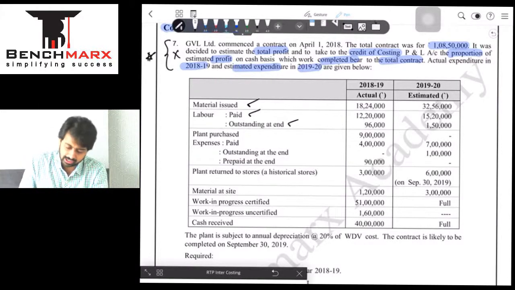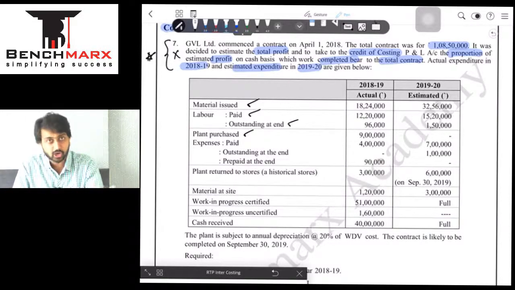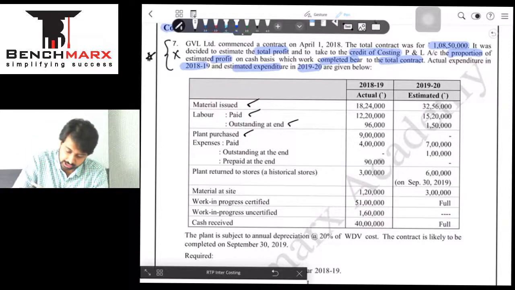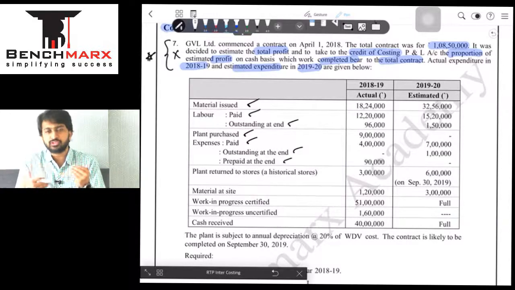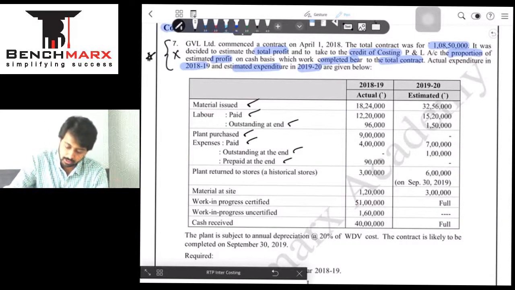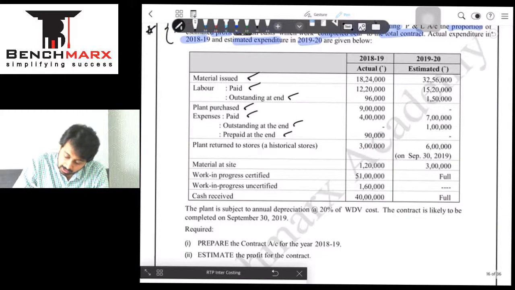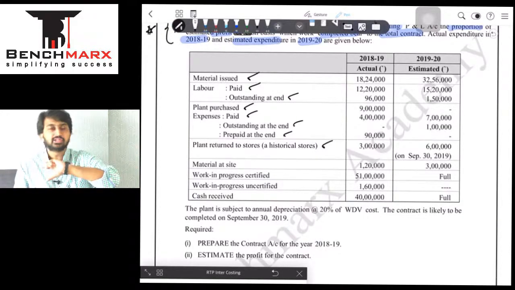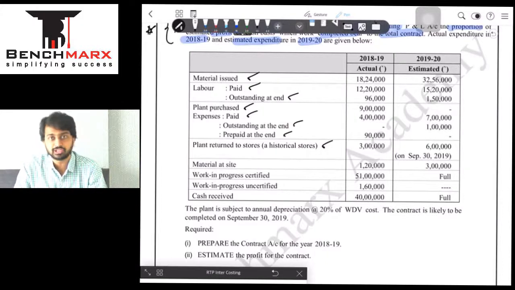ये प्योर add less करना होगा. Plant purchase. Tell me, is plant purchase my contract cost? The answer is no. इस plant के ऊपर depreciation will be the contract cost for number of months for which the contract has used this particular plant. ठीक है. Expenses paid and outstanding and prepaid. So all we have to do is simply do add less to get my expense content. Plant returned to store. Now plant purchase is ऊपर, plant returned is नीचे. This will help me to find the depreciation content.